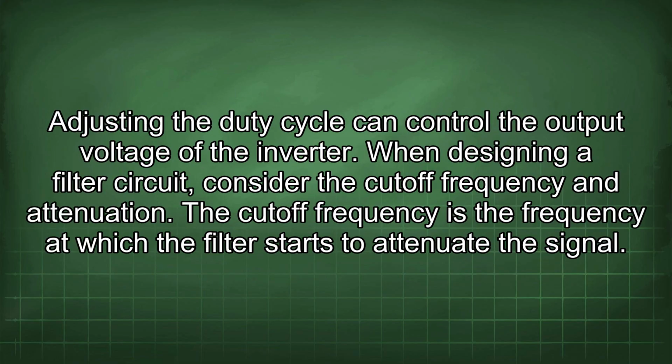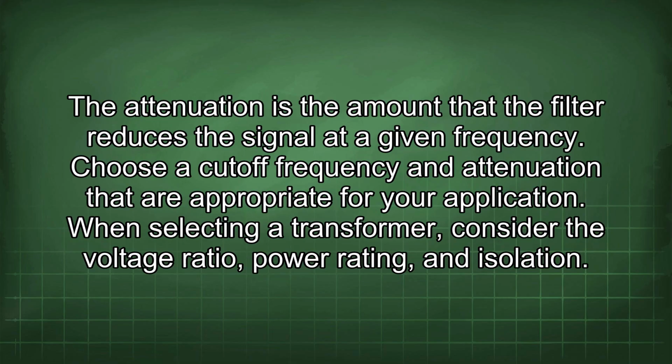Adjusting the duty cycle can control the output voltage of the inverter. When designing a filter circuit, consider the cutoff frequency and attenuation. The cutoff frequency is the frequency at which the filter starts to attenuate the signal. The attenuation is the amount that the filter reduces the signal at a given frequency. Choose a cutoff frequency and attenuation that are appropriate for your application.